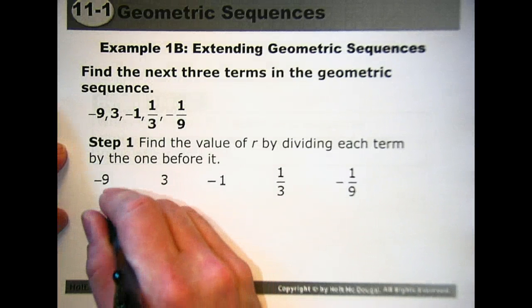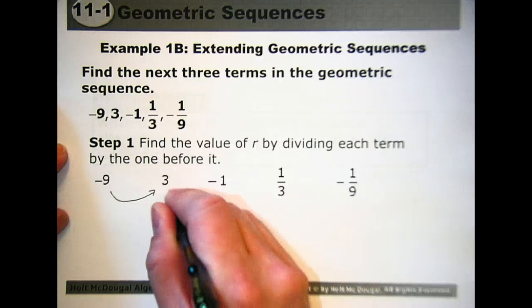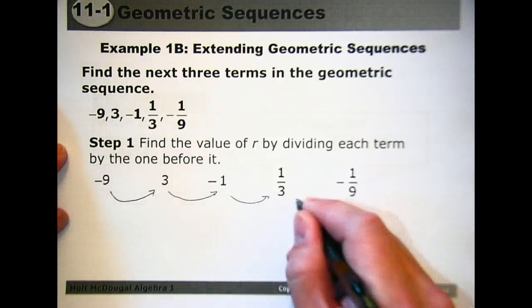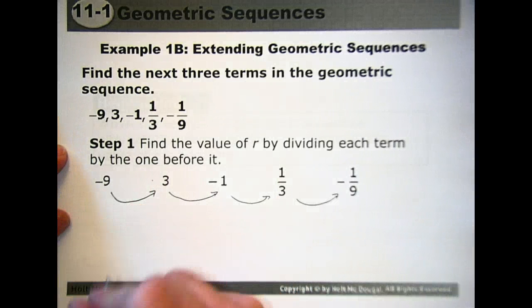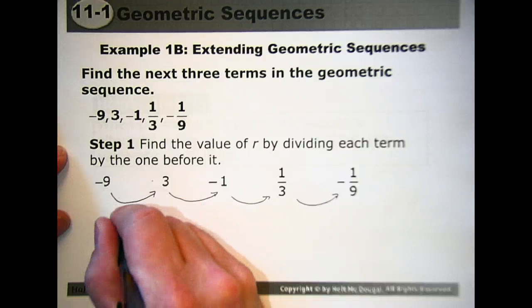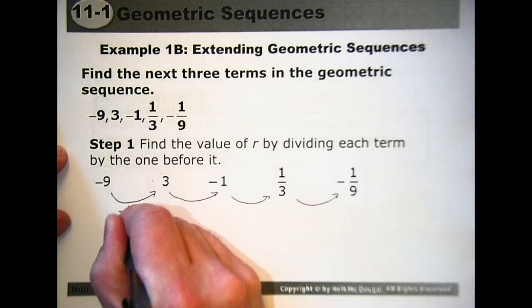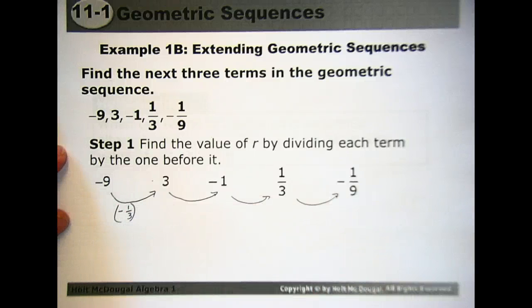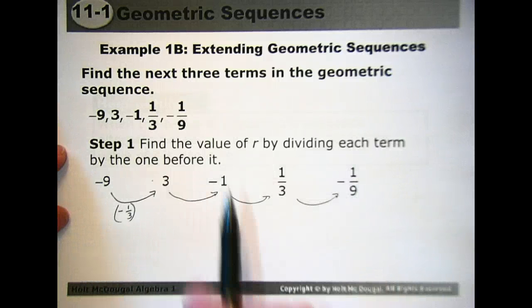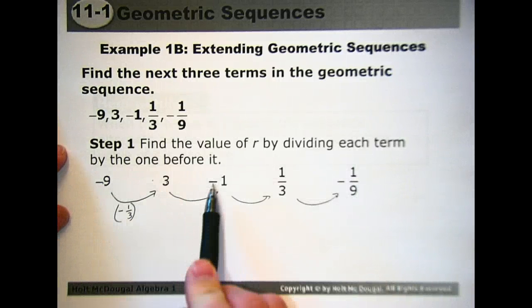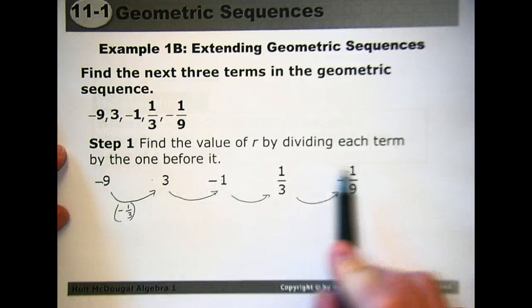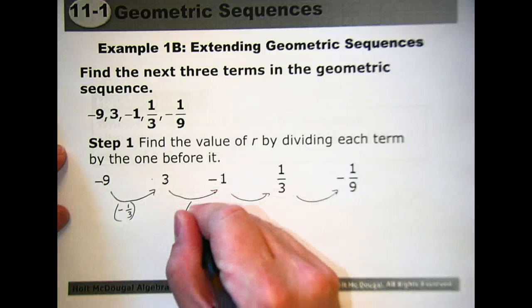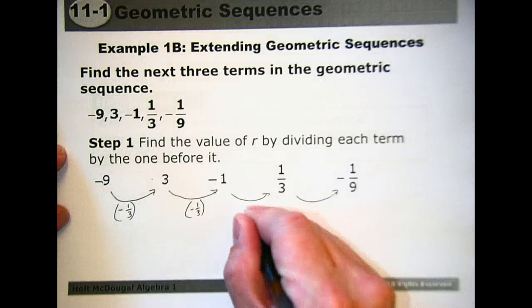So we're dealing with a negative. If you can recognize you're dividing by 3 every time, dividing by 3 is the same thing as multiplying by 1/3. So we're multiplying by negative 1/3. We don't want to know what we're dividing by. We want to know what we're multiplying by. And if you didn't figure that out, you say 3 divided by 9, negative 1 divided by 3, 1/3 divided by negative 1, 1/9 divided by 1/3. All of those should have given you the common ratio of negative 1/3.